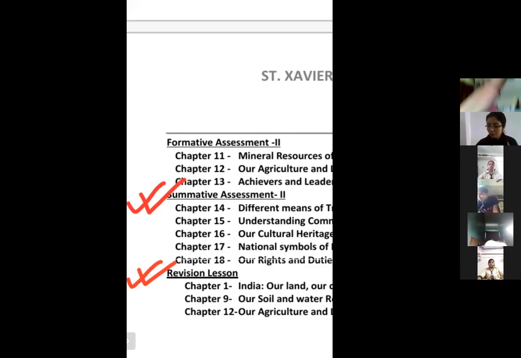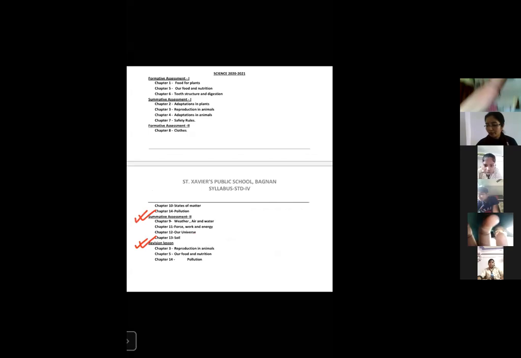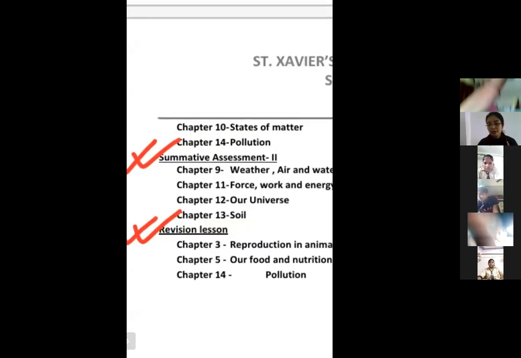Yes, here also the portion that is marked with red color. You can see here only the portion that is marked with red color. Okay, you can see it is clearly visible. Summative assessment 2, chapter 9, weather, air and water, chapter 11, force, work and energy, chapter 12, our universe, chapter 13, soil. And the revision lessons that will be there, they are chapter 3, reproduction in animals, chapter 5, our food and nutrition, chapter 14, pollution.